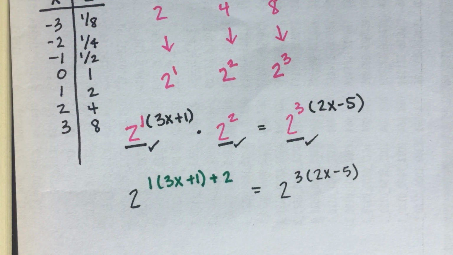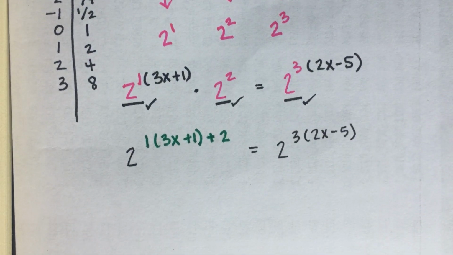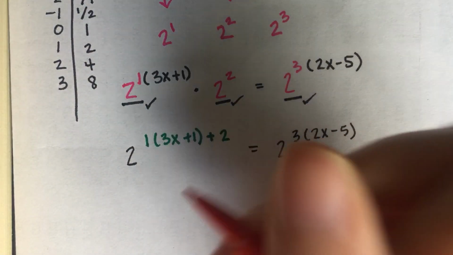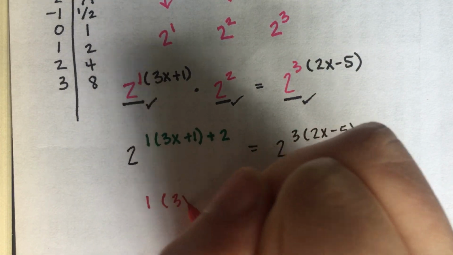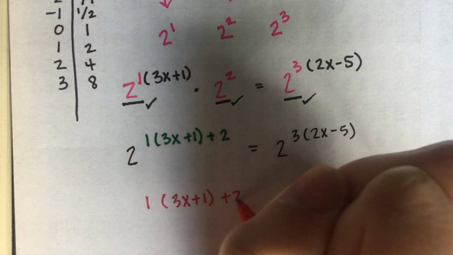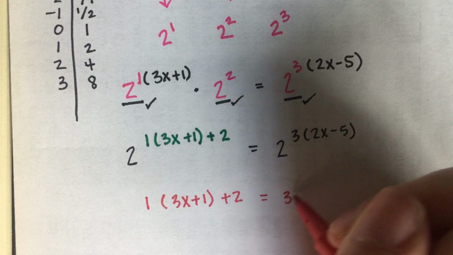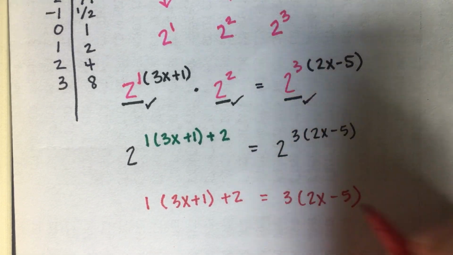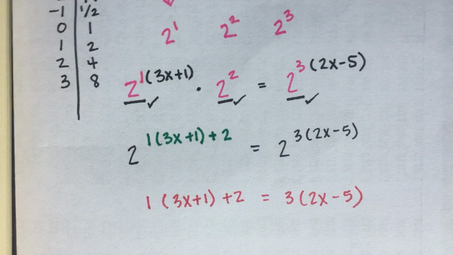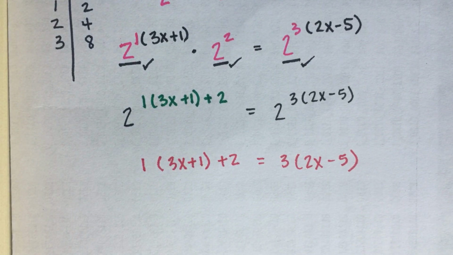Now, we have one base that's exactly the same on both sides, so we get to drop it and create ourselves a new equation where we set the exponents equal to each other. So we have 1 times 3x plus 1 plus 2 equals 3 times 2x minus 5. And now we just want to solve for x.